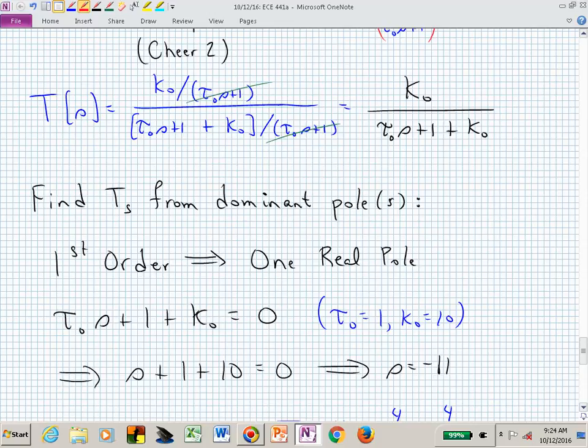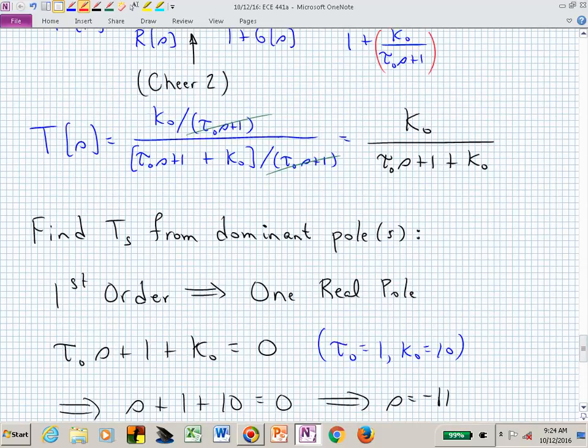What does that mean? What's our system? It's stable. We have a negative exponential, and it's now e to the minus 11t. And what's sigma? If our pole is at minus 11, what is sigma? It's 11.